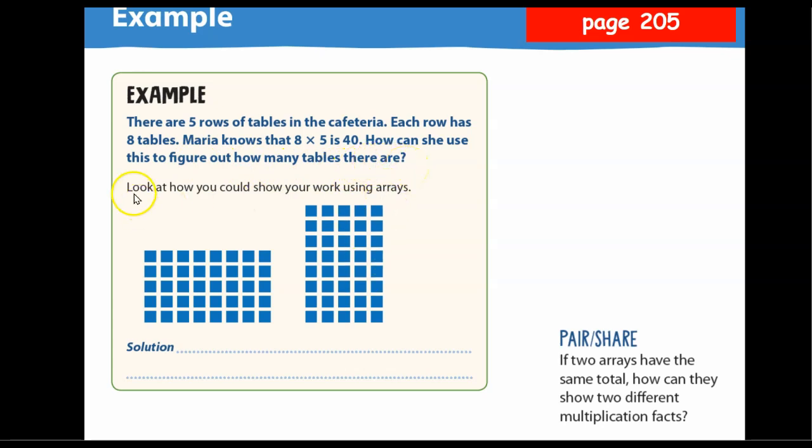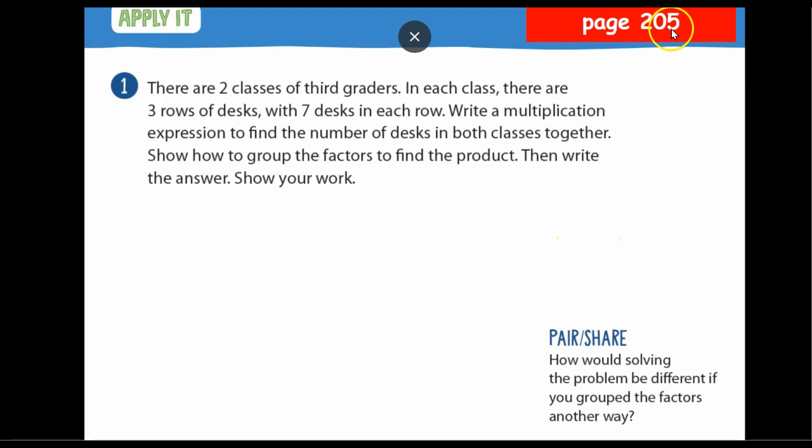Okay, look at how you could show your work using arrays. Like this: 5 rows, 1, 2, 3, 4, 5, with 8 tables in each row. She could do this array or this one, where this one has how many rows? 8, with 5 each. Okay. All right, so let's look on page 205.